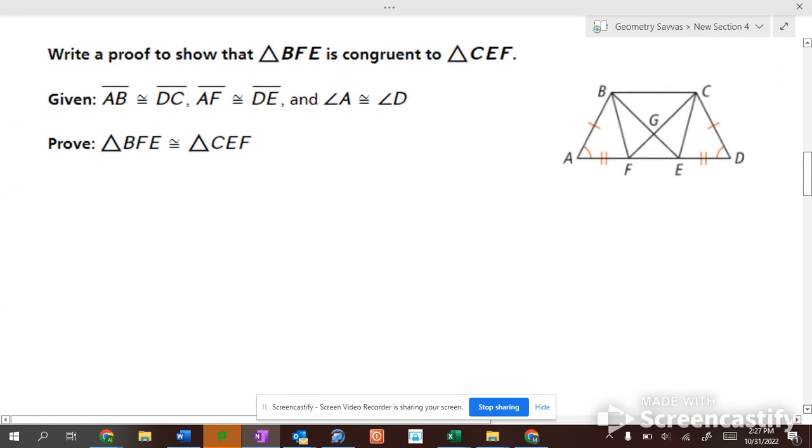It says, write a proof to show that BFE is congruent to CEF. So this triangle right here is congruent to this triangle right here. Why are those two triangles congruent? And what we're given is stuff over here further.